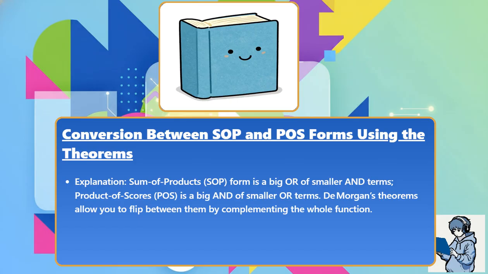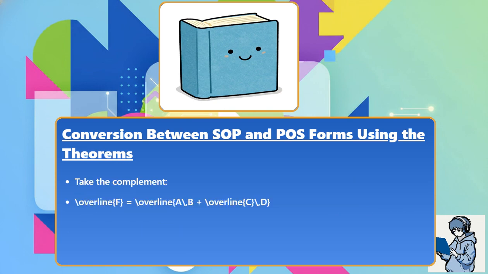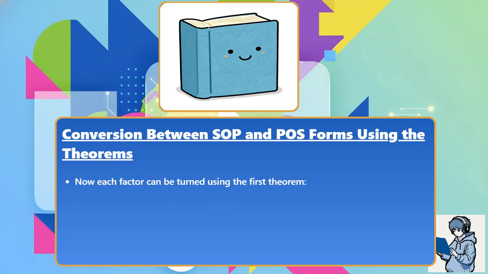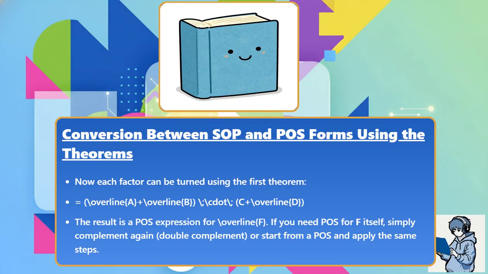Sum of products, SOP, form is a big OR of smaller AND terms. Product of sums, POS, is a big AND of smaller OR terms. De Morgan's theorems allow you to flip between them by complementing the whole function. Given a function in SOP, say, f equals a b plus c bar d, take the complement: f bar equals not of (a b plus c bar d). Apply the second theorem: not of an OR becomes an AND of nots. Equals not(a b) times not(c bar d). Now each factor can be turned using the first theorem. Equals (not a plus not b) times (c plus not d). The result is a POS expression for f bar.